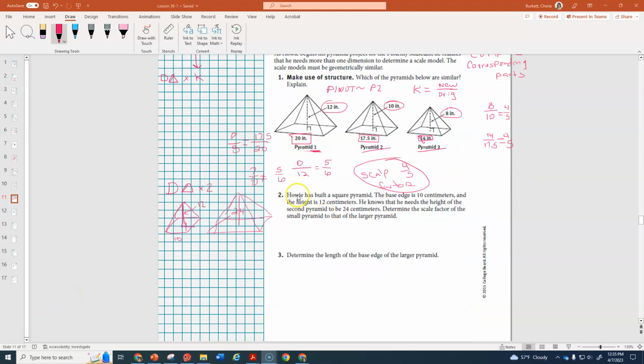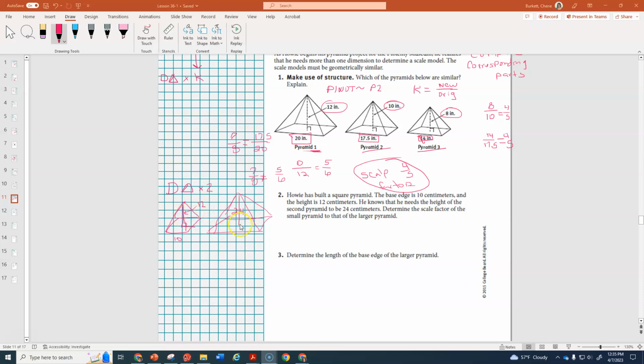So in problem 2, Howie has built a square pyramid. The base edge is 10 and the height is 12. He knows he needs the height of the second pyramid to be 24 centimeters. Determine the scale factor. So what happened to our dimensions?